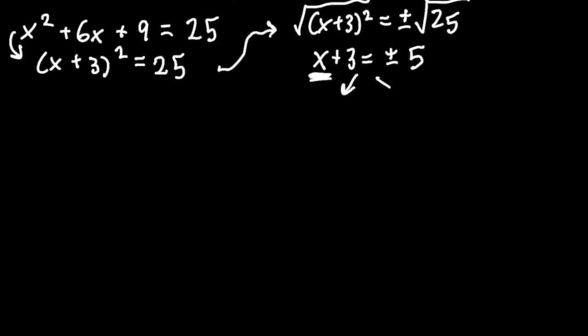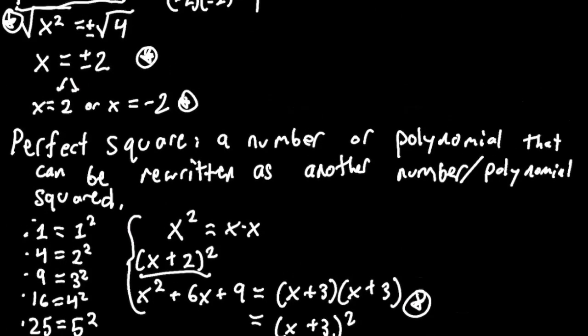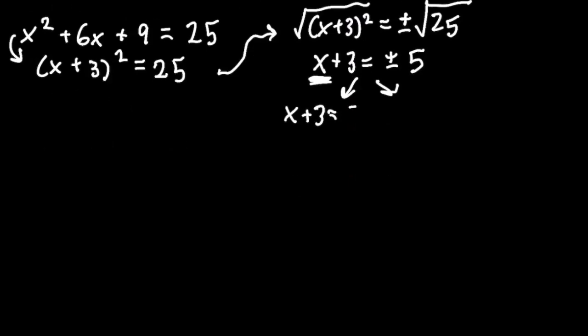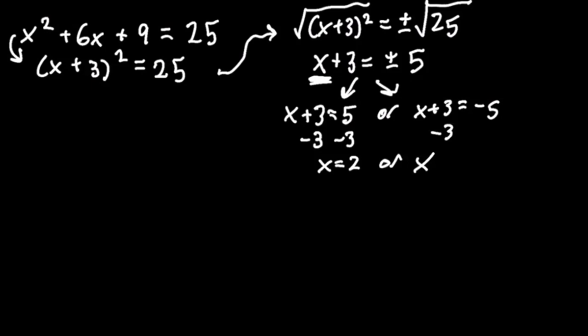If we have anything on the same side as x, we want to rewrite this using the two forms up here. So using this form, instead of the plus or minus, we're going to split it up into two equations. x plus 3 equals positive 5, or x plus 3 equals negative 5. And then we'll solve for x in each of these equations. So subtract 3 from both sides, x equals 2. Or if we subtract 3 from both sides, we get x equals negative 8.